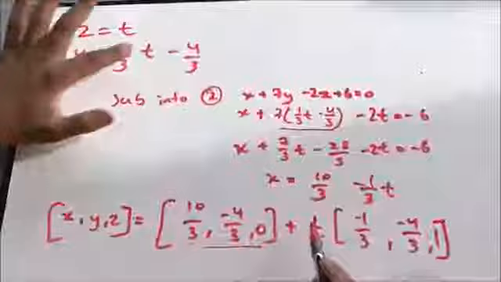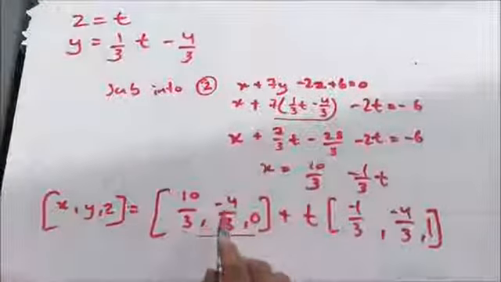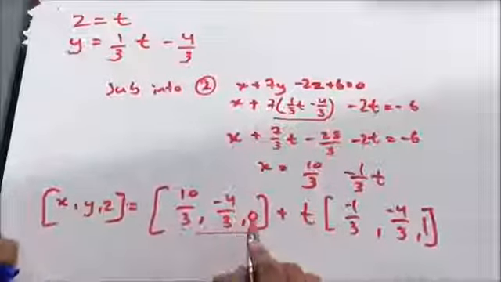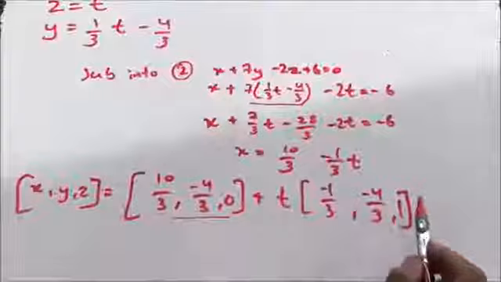And we factor out t from each of them to get the vector equation. So the vector equation would be (10 over 3, negative 4 over 3, 0) plus t times (negative 1 over 3, negative 4 over 3, 1).